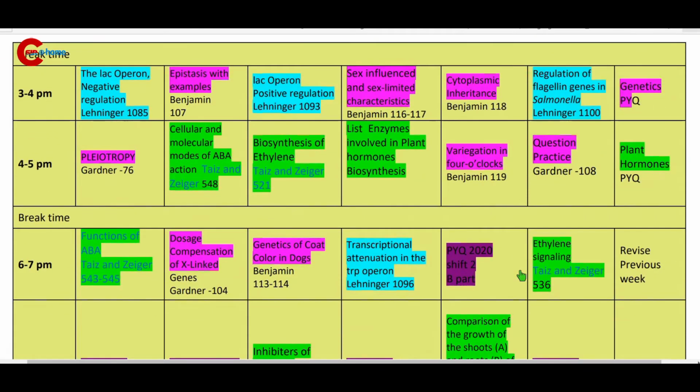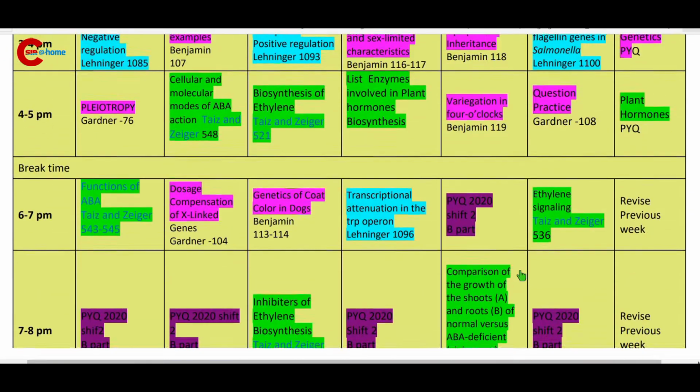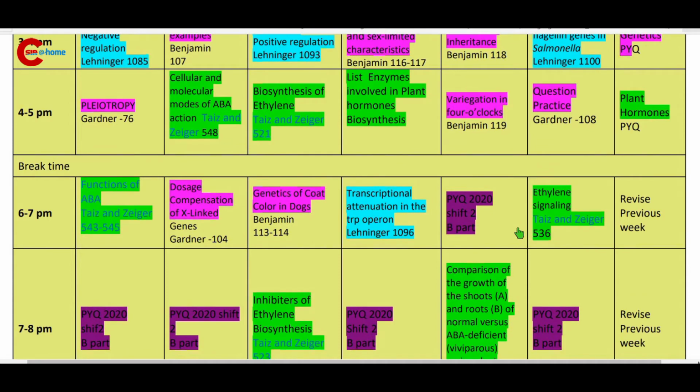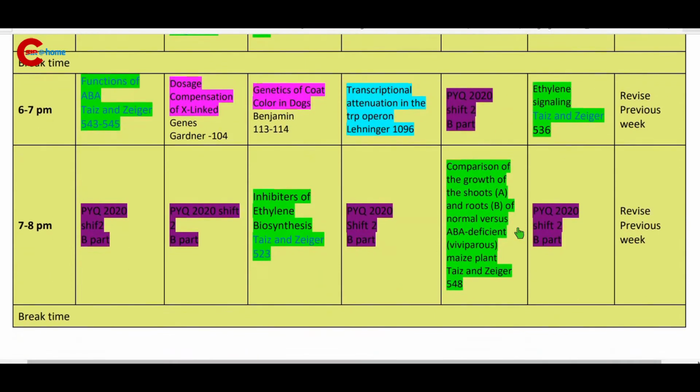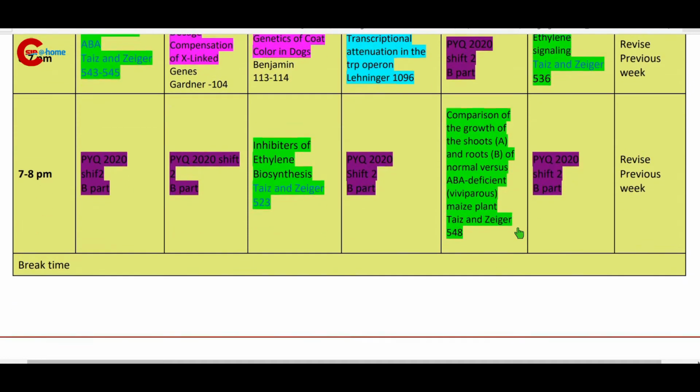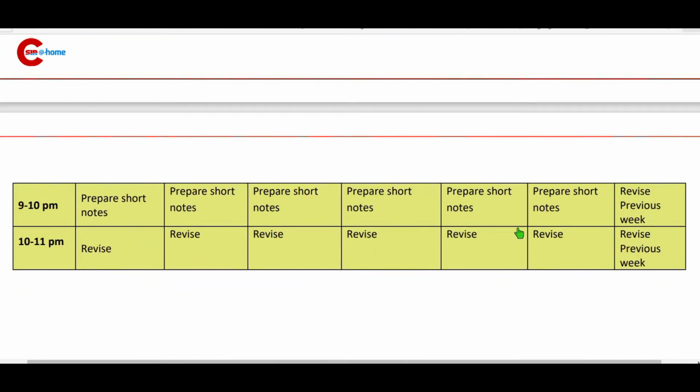Then 6 to 7 p.m. again work on the previous year questions, that is 2020 shift 2. Then 7 to 8 p.m. this one is a graph showing the comparison of the growth of the shoot and root of normal versus ABA deficient maize plant. Just observe this one and study. Then 9 to 11, prepare short notes and revise.